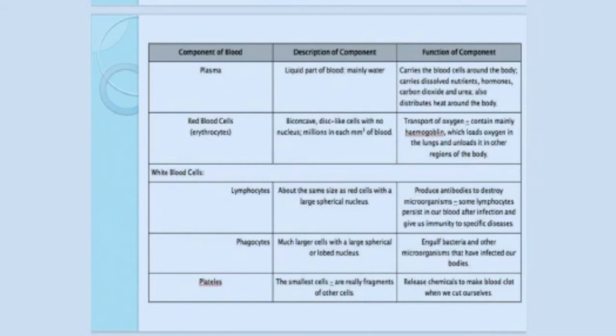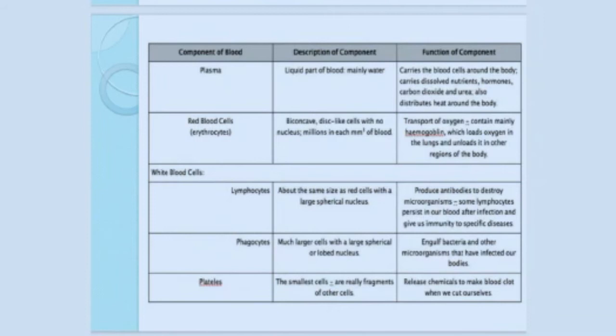Do you know why RBCs are red in color? In previous videos we have discussed hemoglobin. Hemoglobin is a component which gives red color to RBCs. This hemoglobin loads oxygen in the lungs and unloads it in other regions of the body.